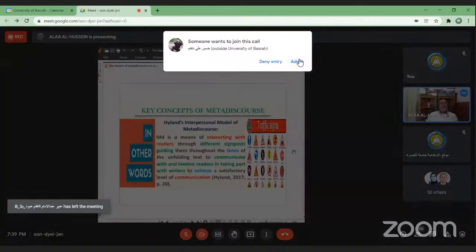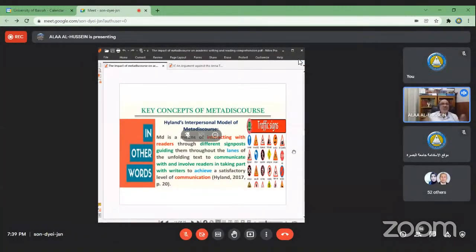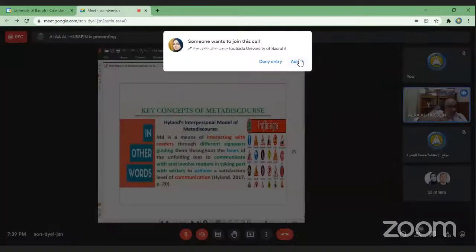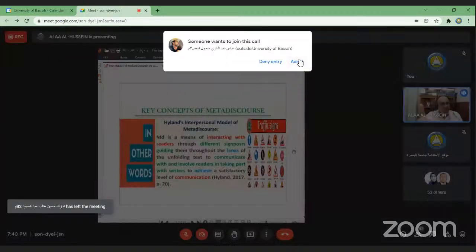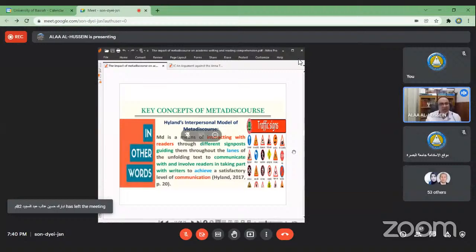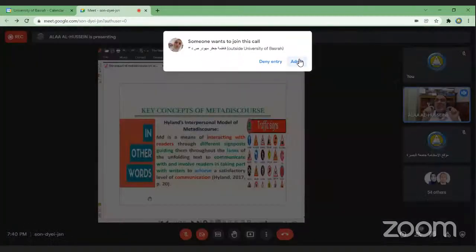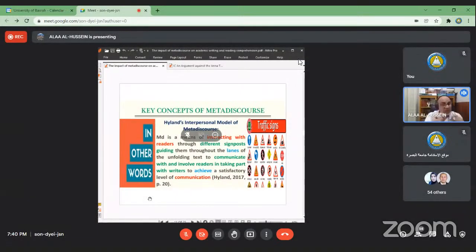The other key concept of meta-discourse in Hyland's interpersonal model, or as a continuation for the key concept, is that, and I write here "in other words": I want to explain what I already explained to make it easier for some listeners. For example, I wrote "in other words." I used what? "In other words." What is it? It is an interactive meta-discourse. It is specifically a code gloss.